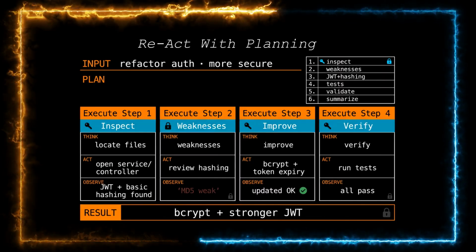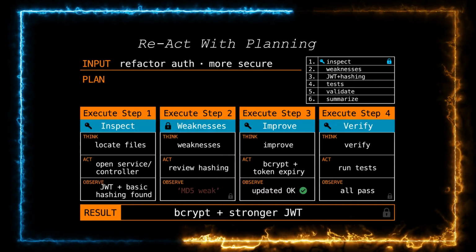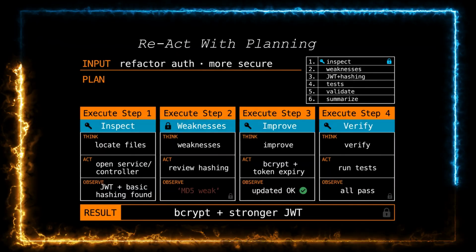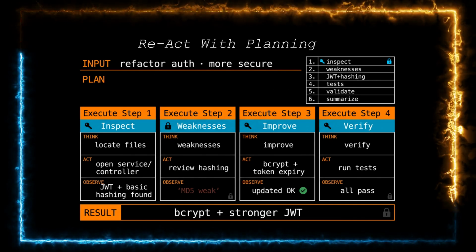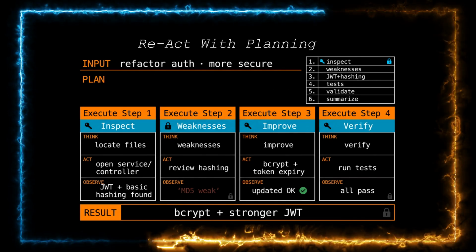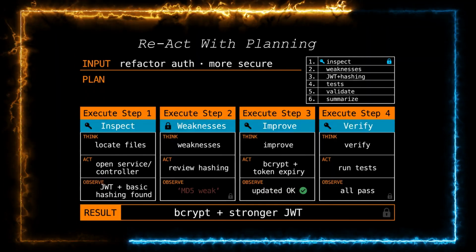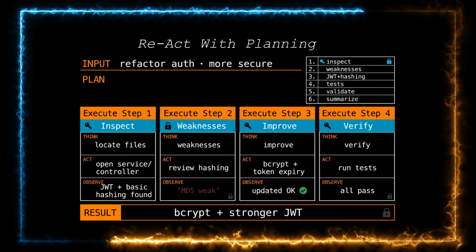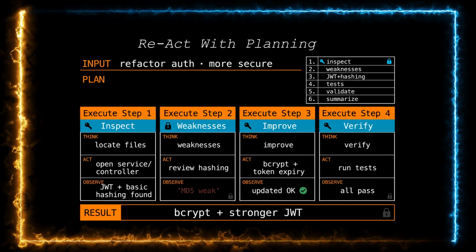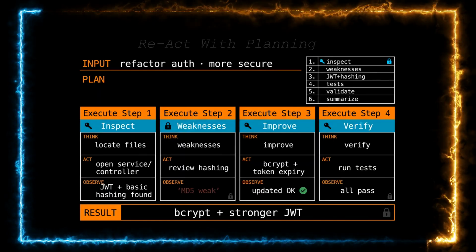Execute step 3. Think: improve hashing and JWT handling. Act: replace MD5 with bcrypt, update token expiry. Observe: code updated successfully. Execute step 4. Think: verify changes. Act: run test suite. Observe: all tests pass. Final result: authentication module refactored with stronger password hashing and improved JWT security.